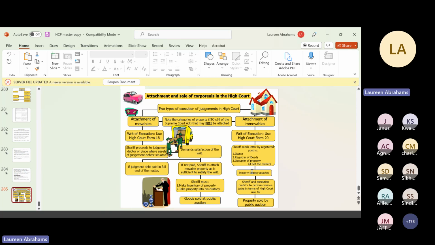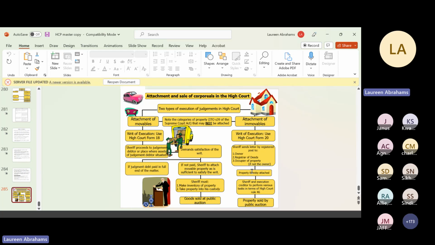And like I said previously, the judgment is valid for 30 years. So they can come after you anytime in that 30 years, have a new writ issued if you don't have anything further, or they can go after your immovables if you don't have sufficient movable property. If they come back with a nulla bona return, there are no valuable assets. Then you can go to the attachment of immovables.